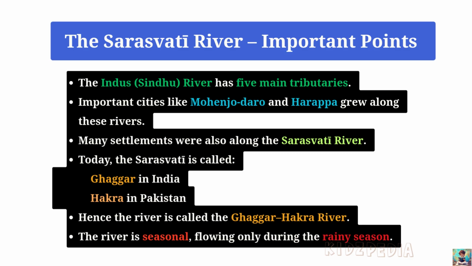Apart from the Indus River, many settlements also grew along the Sarasvatī River. The Sarasvatī is first mentioned in the Rig Veda, where it is worshipped both as goddess and as a river flowing from the mountains to the sea. Today, this river is known as the Ghaggar River in India and the Hakra River in Pakistan. And so, it is often called the Ghaggar-Hakra River. At present, it is a seasonal river, meaning it flows only during the rainy season.